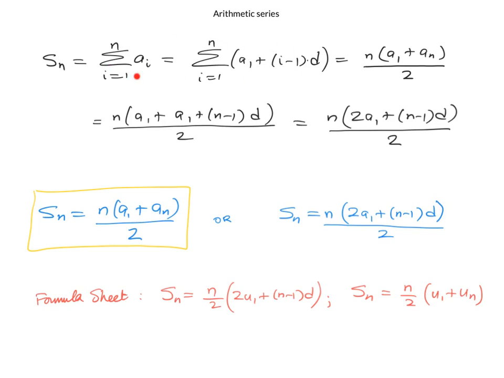This is just writing the same thing in sigma notation, just in case you encounter it, so you recognize what's going on. If you see something like this, you'll think, oh okay, they're talking about an arithmetic series as opposed to a geometric one, which we'll get to in a little bit.